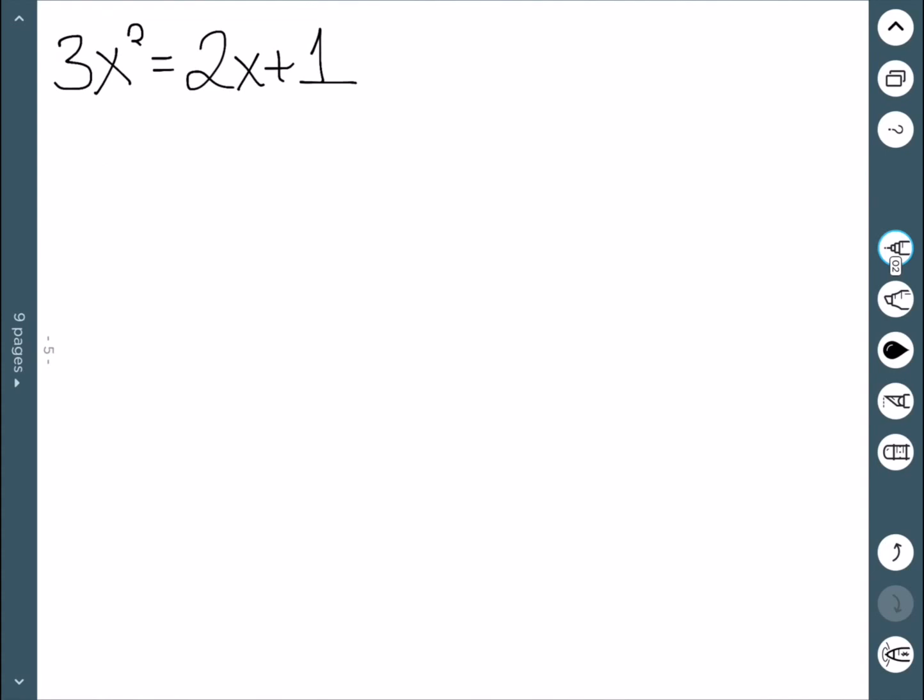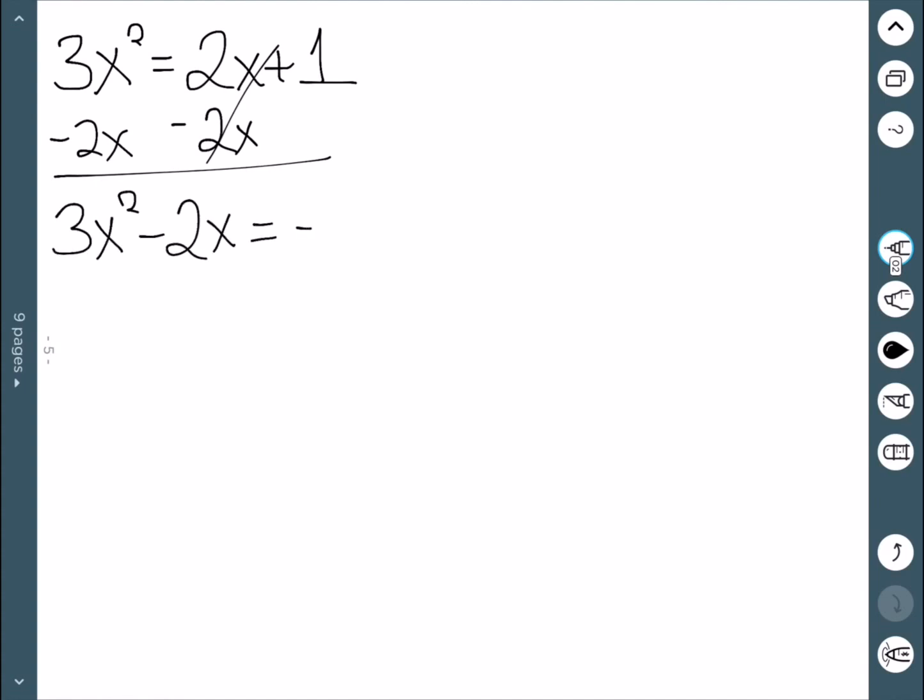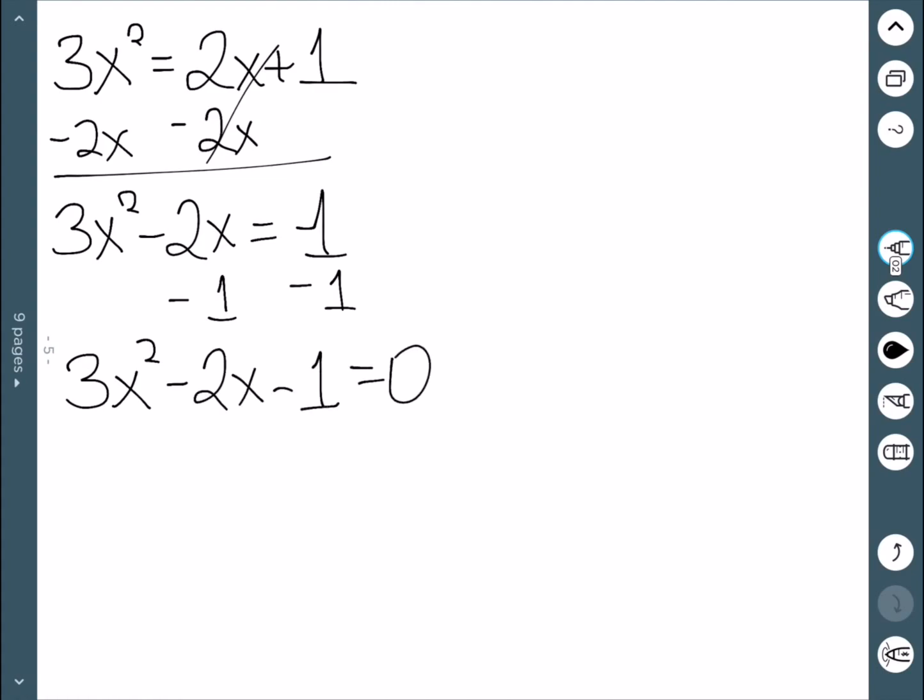The next one we'll look at, 3x squared equal to 2x plus 1. It's important to note that this is not in our standard form for quadratic equations. I will need to subtract the 2x over. This gives me 3x squared minus 2x equal to 1, and then I can subtract the 1 from both sides to get 3x squared minus 2x minus 1 equal to 0. In order to use this property, I need everything on one side of the equation, 0 on the other.